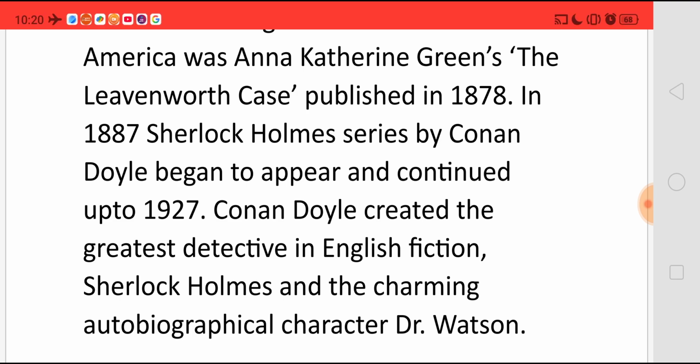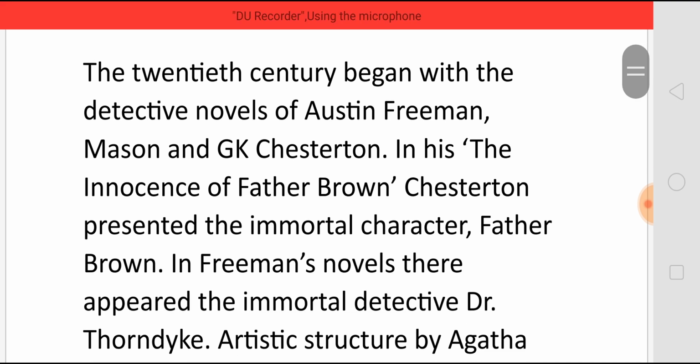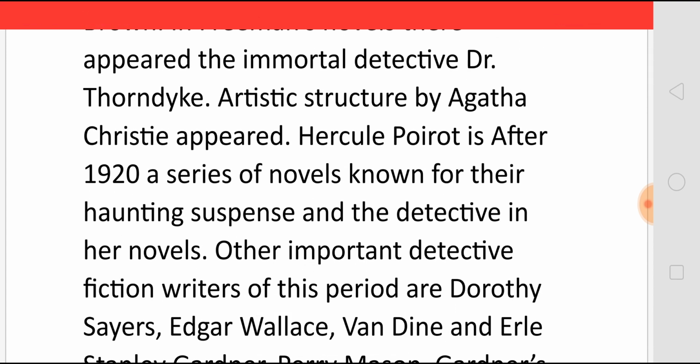Conan Doyle created the greatest detective in English fiction, Sherlock Holmes, and the charming autobiographical character, Dr. Watson. The 20th century began with the detective novels of Austin Freeman, Mason, and G.K. Chesterton. In The Innocence of Father Brown, Chesterton presented the immortal character Father Brown. In Freeman's novels appeared the immortal detective Dr. Thorndyke.